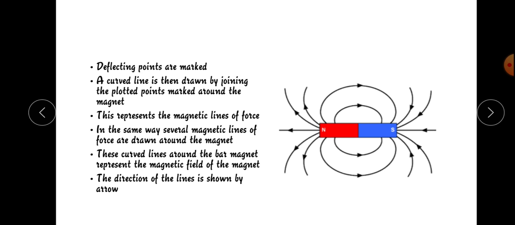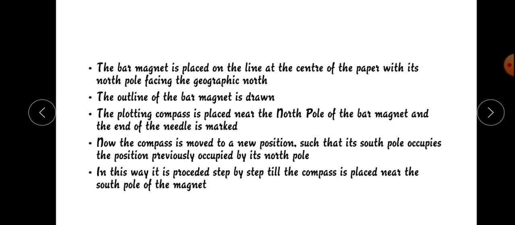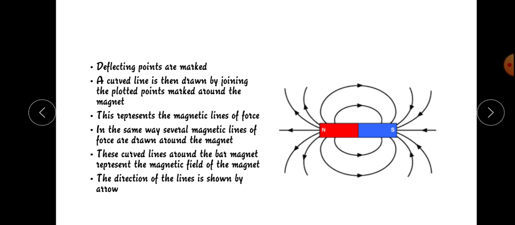Now the deflecting points are marked at the end of the needle. Now a curved line is drawn by joining the plotted points marked around the magnet. When we join the plotted points marked around the magnet, we get a curved line.